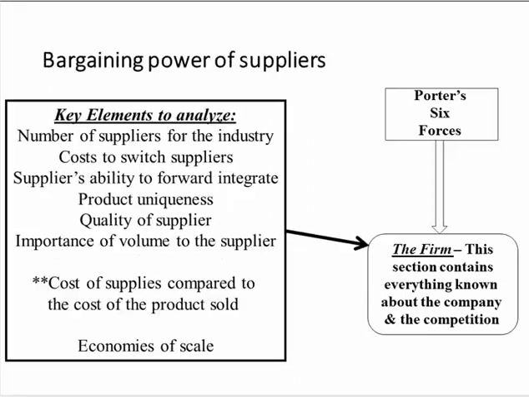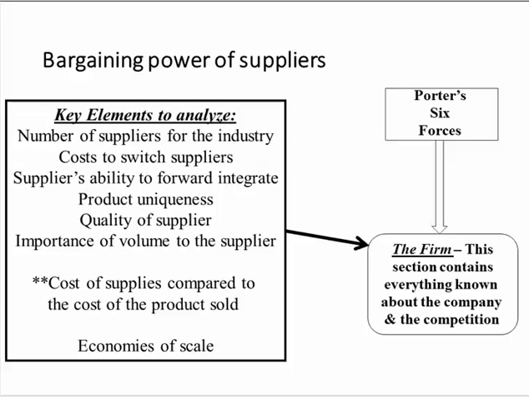The bargaining power of suppliers: Walmart can tell the supplier, look, I want 1 million of these and I'll pay you $1 a piece. And by gosh, the supplier will find a way to make it happen. But if you own a smaller business, you can't do that. And so the bargaining power depends on the number of suppliers in the industry, the cost to switch suppliers, ability to integrate, the uniqueness of the product, et cetera, et cetera. There are a lot of things that dictate the bargaining power of suppliers.